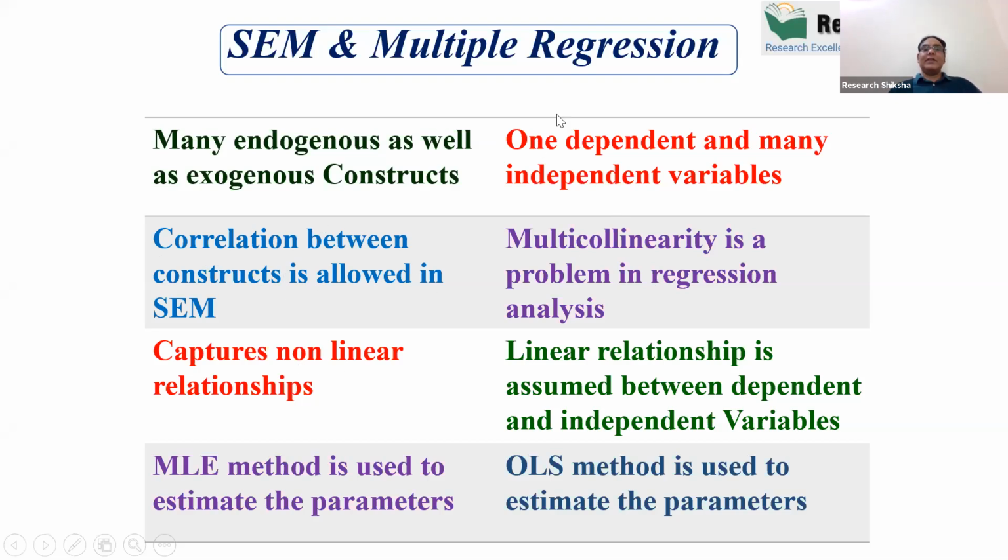In regression, we apply the OLS model. It is a linear model, we assume that the relationship is linear. But in structural equation modeling, we assume that the relationship can be non-linear, and to capture the non-linear relationship, the method used in structural equation modeling is maximum likelihood estimation. So we apply the maximum likelihood estimation method to calculate the parameters in SEM.